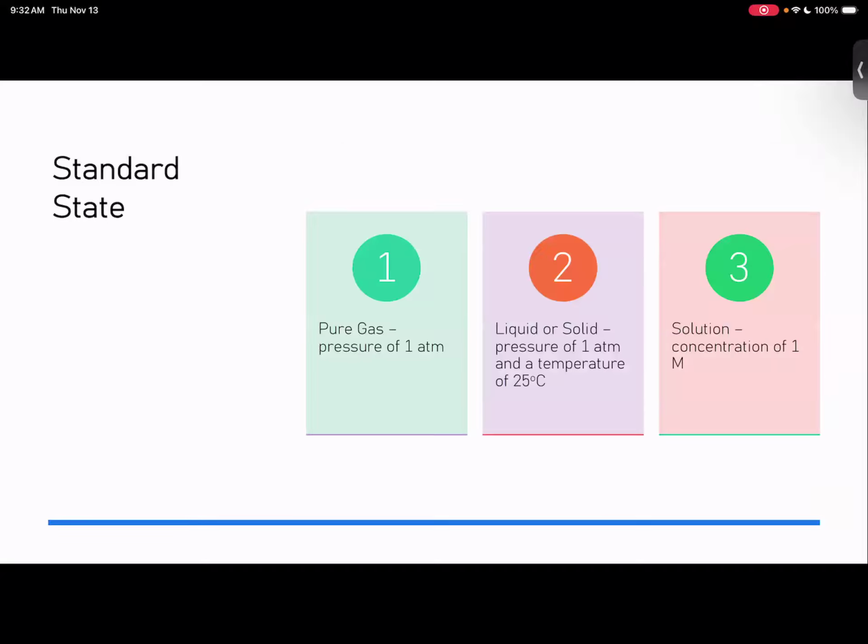So the very first thing we need to discuss is what it means to be a standard state. Well, it's dependent upon the state of matter. If it's a gas, then a standard state is going to be at 1 atmosphere of pressure. If it's a solid or a liquid, it's going to be at 1 atmosphere of pressure, and most of them that we're going to work with are going to be at 25 degrees Celsius. And if it is a solution, meaning it's aqueous, then it's going to be a 1 molar concentration. So again, it depends upon the state of matter.